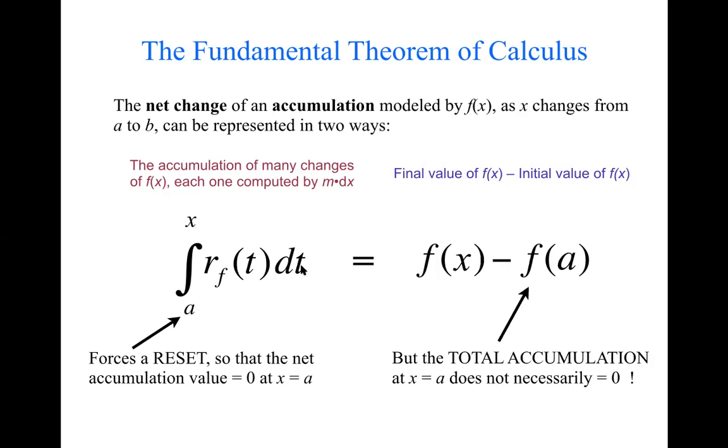But this is just net accumulation from A through X. This is the net change between A and X. This one uses the rate function. This uses the accumulation function, and they both give us the same value. They mean the same thing, just computed in two different ways. This one requires that you know the accumulation function, or an accumulation function. This one requires that you know a rate function.